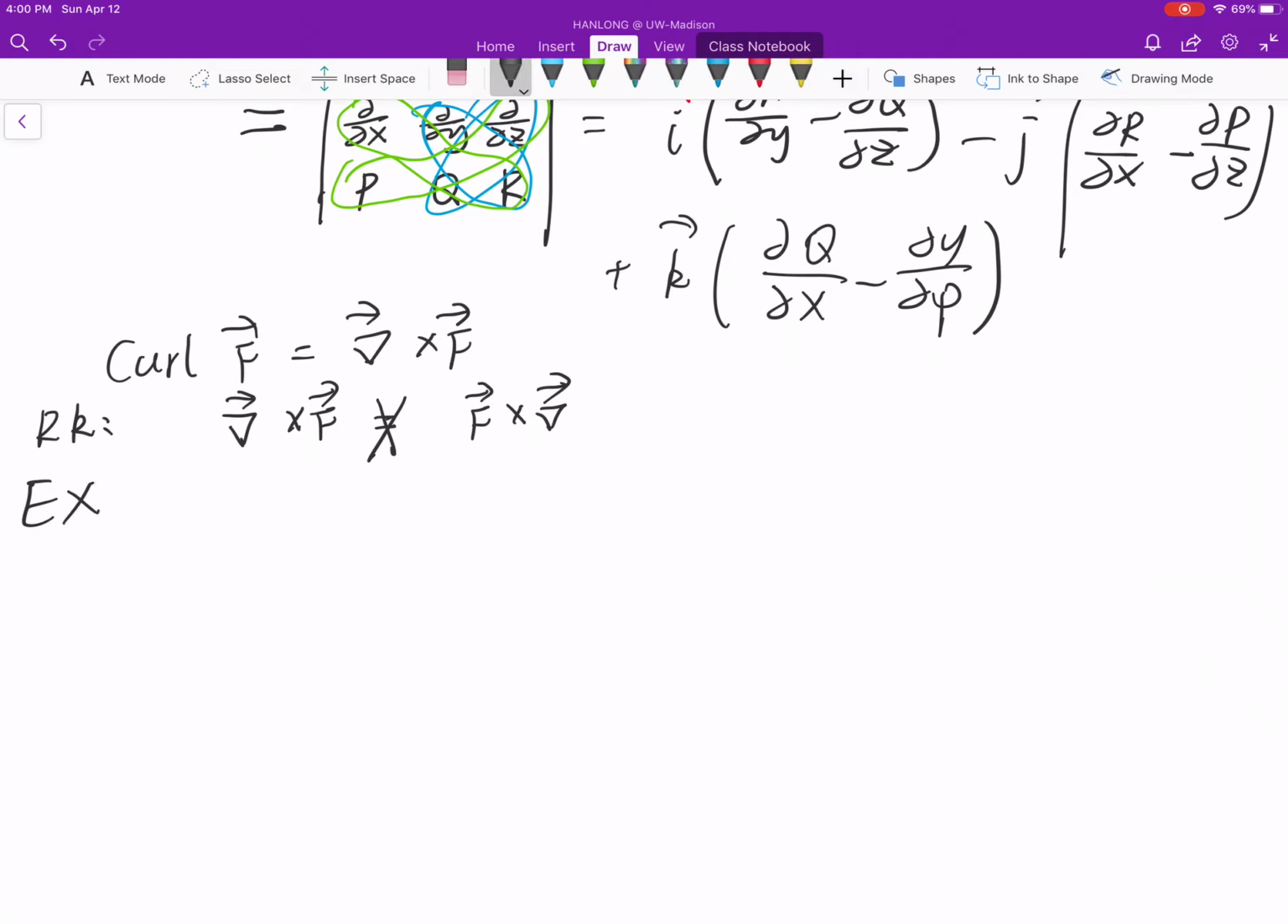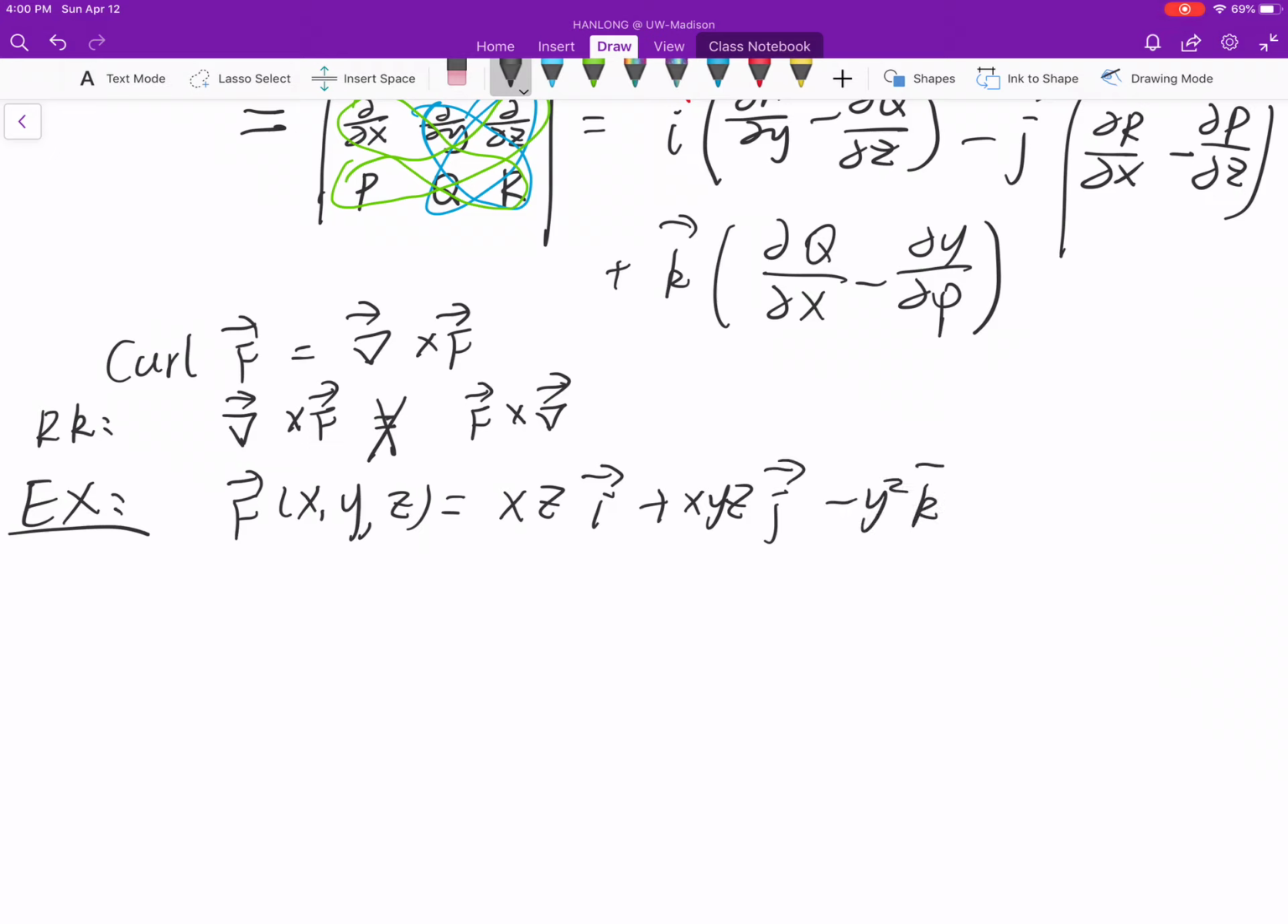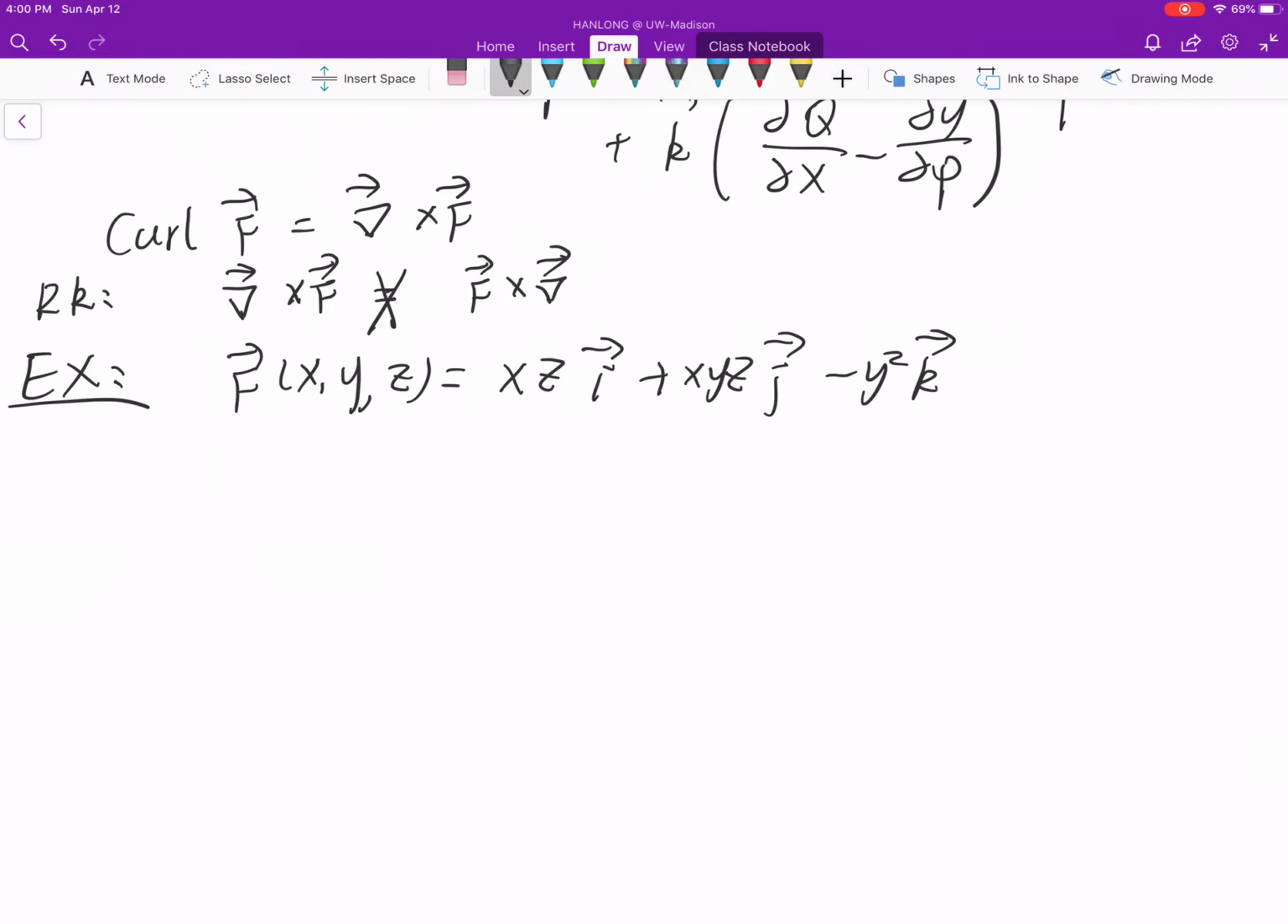Okay, so now let's do some examples. Suppose you have vector field F equals xz i plus xyz j minus y squared k. You need to find the curl F. Solution.